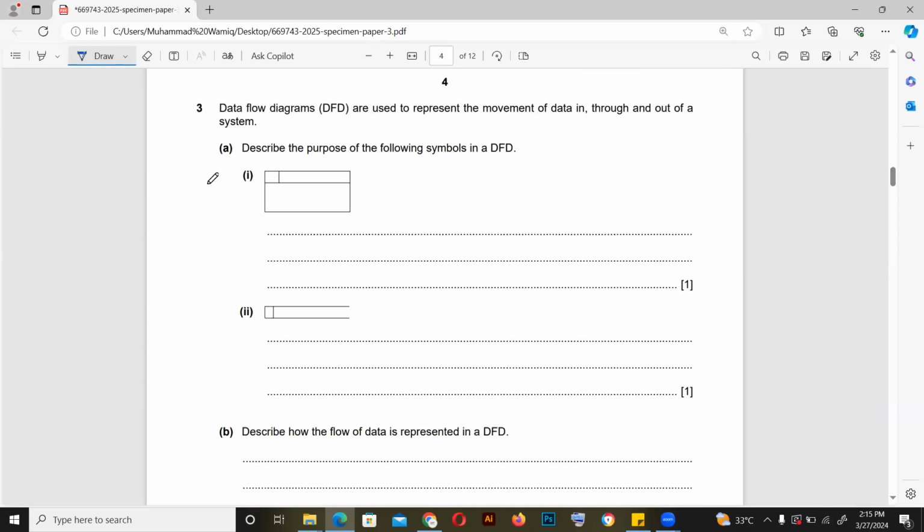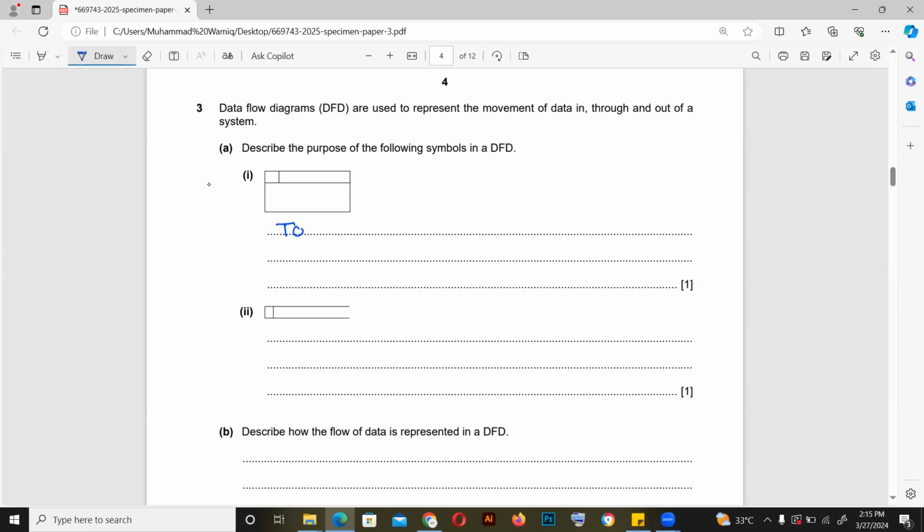Now I have this question number three. Question number three is regarding the DFD diagrams. It says that data flow diagrams, DFD, are used to represent the movement of data in, through and out of a system. Describe the purpose of the following symbols in a DFD. So I need to define the purpose for this.